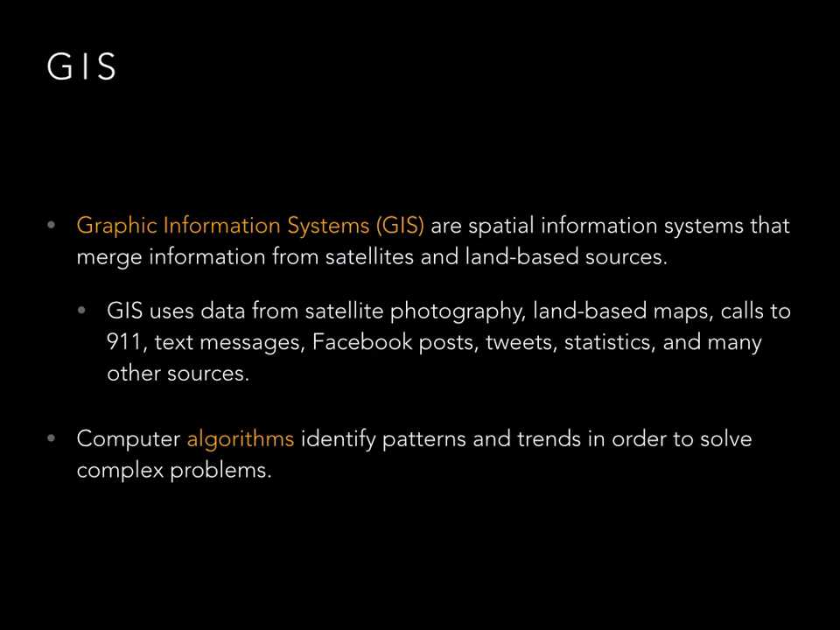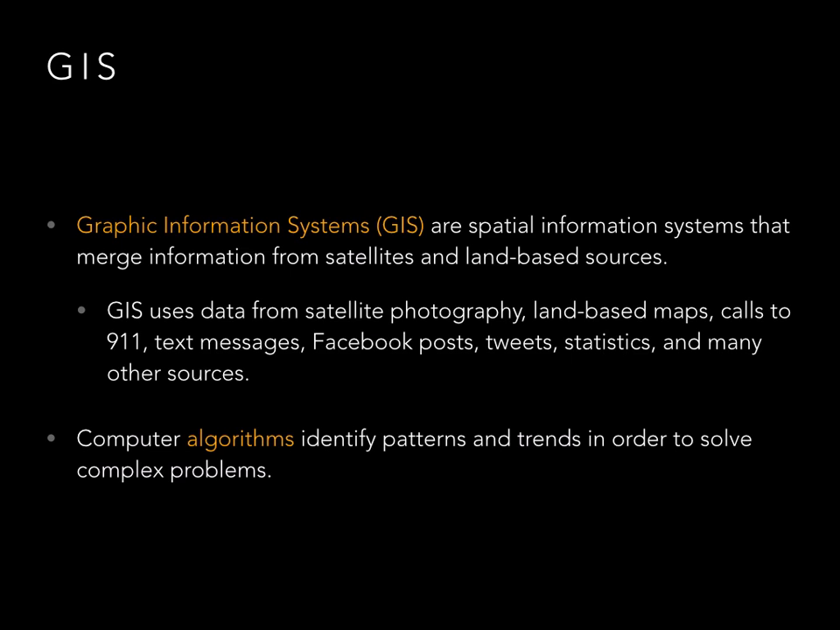Information technologies. GIS. GIS stands for Geographic Information Systems. And these are spatial information systems that merge information from satellites and land-based sources. For instance, GIS uses data from satellite photography, land-based maps, calls to 911, text messages, Facebook posts, tweets, statistics that are collected, and many other sources.